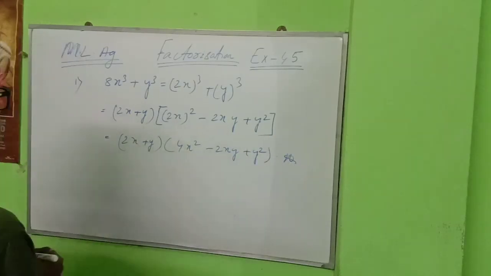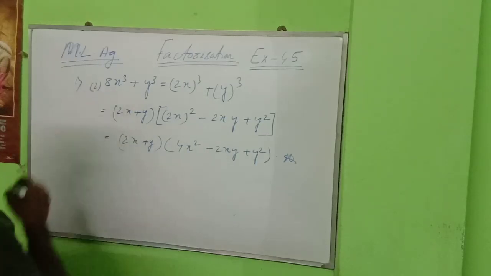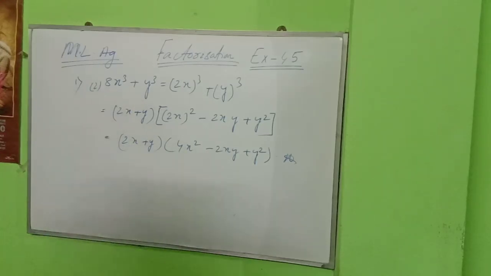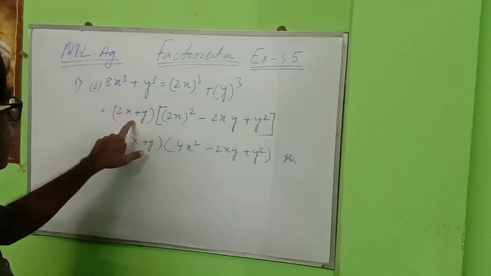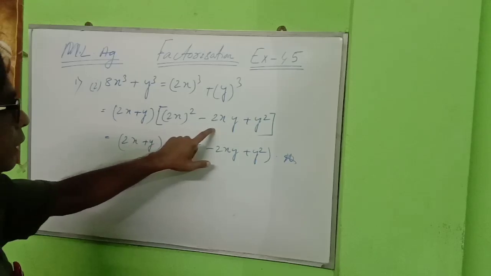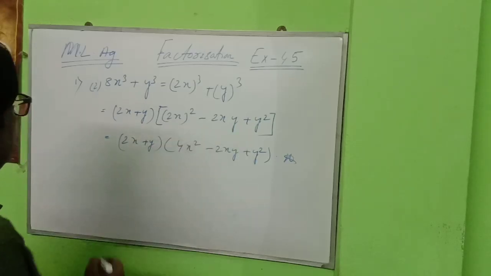This is the answer of number 1, first part. I am doing the exercise 4.5. Applying the formula a cube plus b cube, that is a plus b whole into a square minus ab plus b square. This is the answer of number 1, first part.